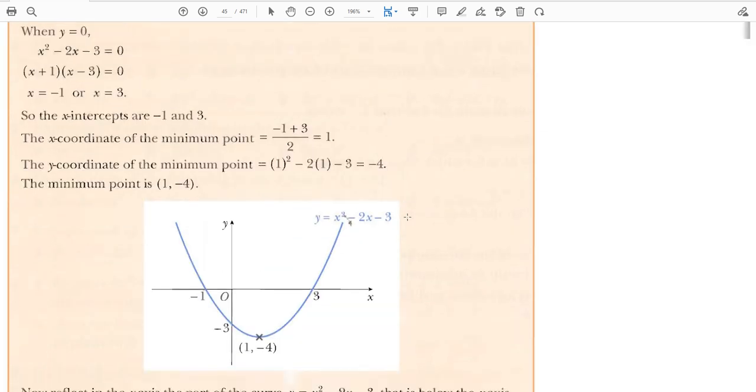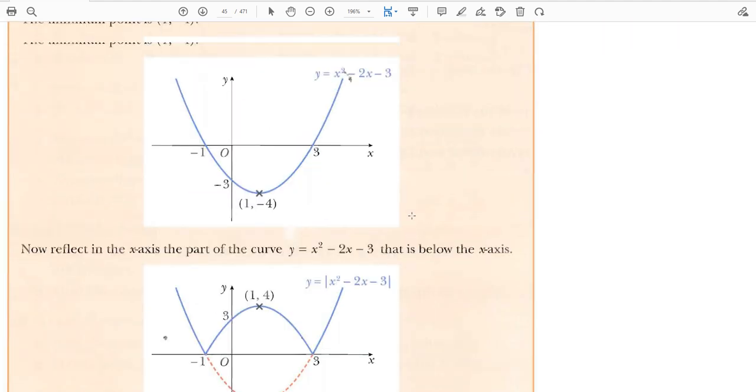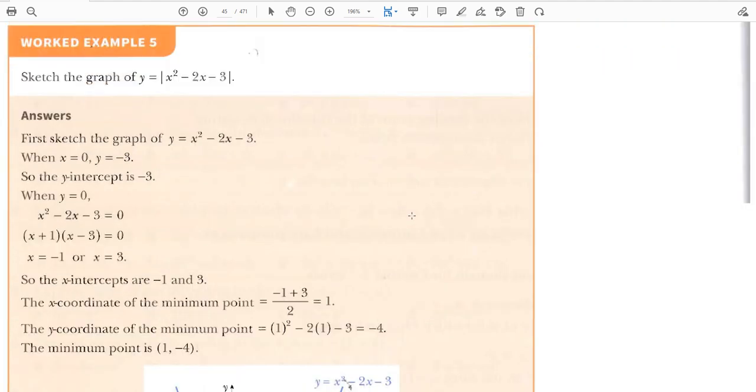So this is the final answer of this question. Now we are going to start exercise 2.3 question number 1, and when we do the questions you will understand more.